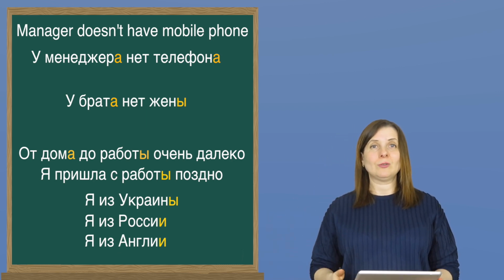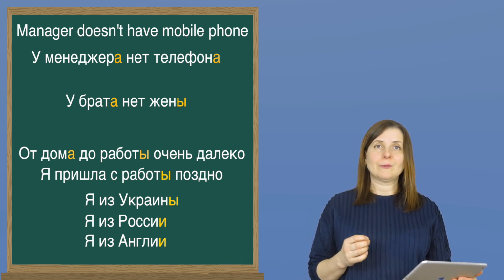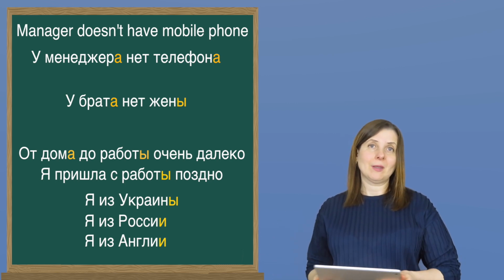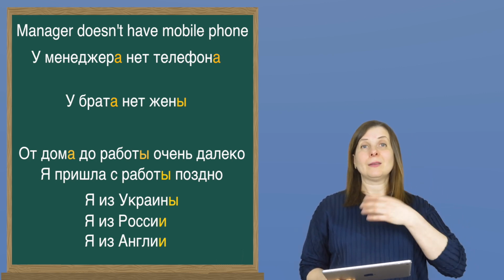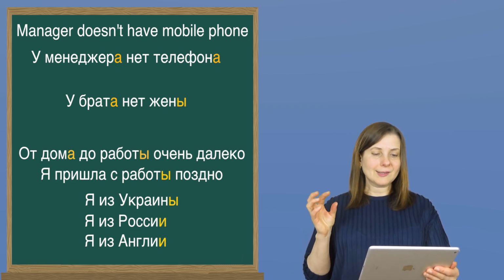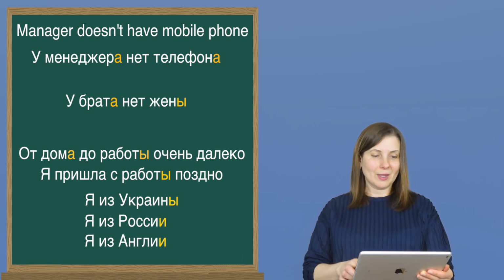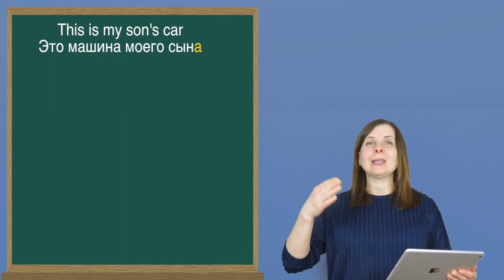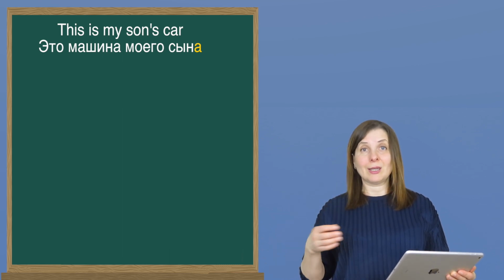And one more case when we use genitive. In most cases, when in English we have of, for example, the principal of the school, bag of my mom, we need genitive in Russian, and we don't actually use a preposition in these sentences. So this car is of my son. Эта машина сына. If it's my son, эта машина моего сына. Сына and моего both are genitive.